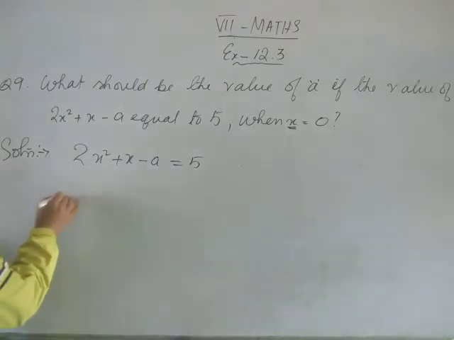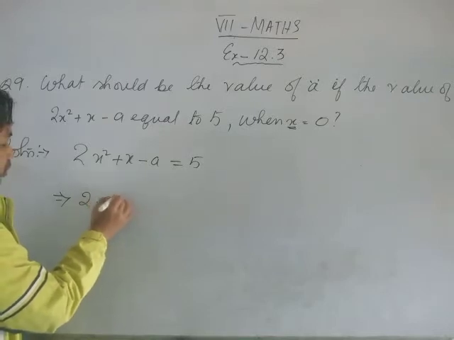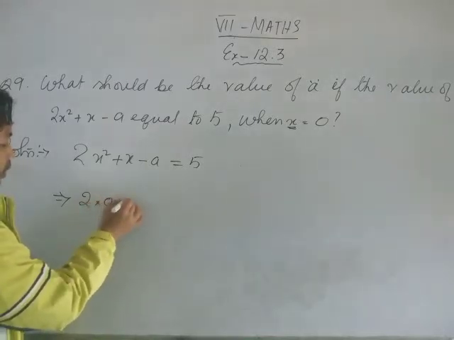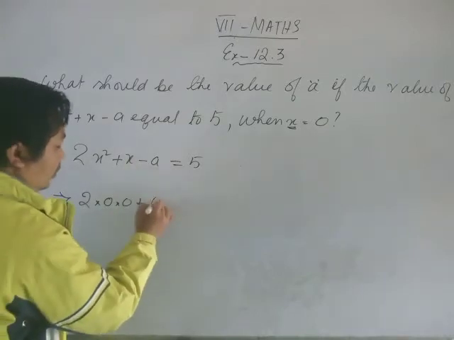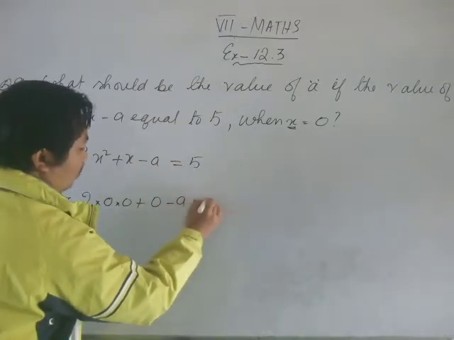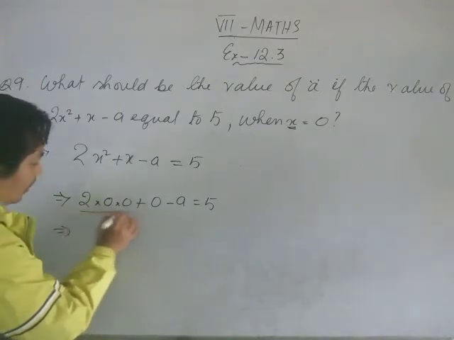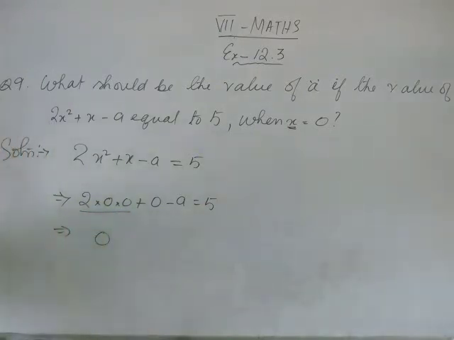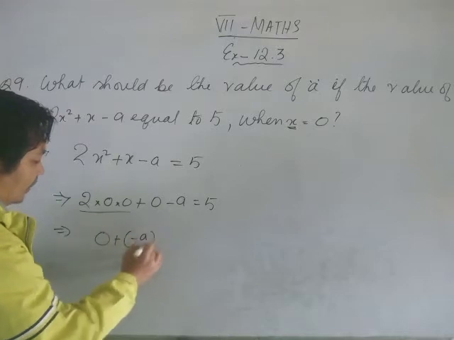So it implies that 2 into 0, into 0 square means 0, isn't it? Plus x, which is 0, minus a equal to 5. So my dear student, we know that this whole part will be 0. Anything multiplied with 0 will be 0, isn't it? Then plus 0 minus a will be minus a.